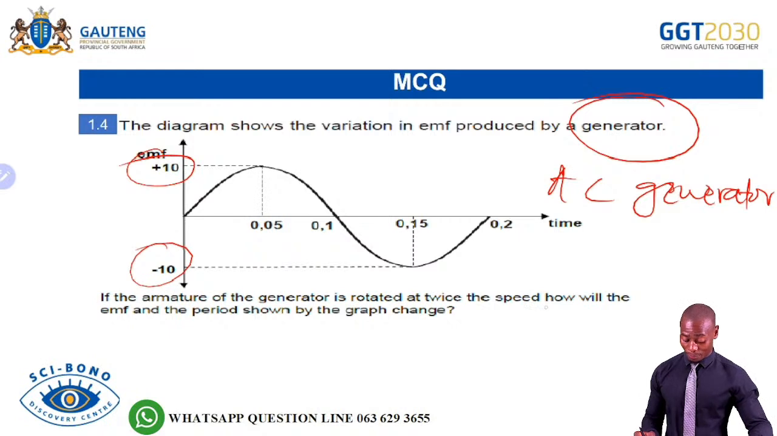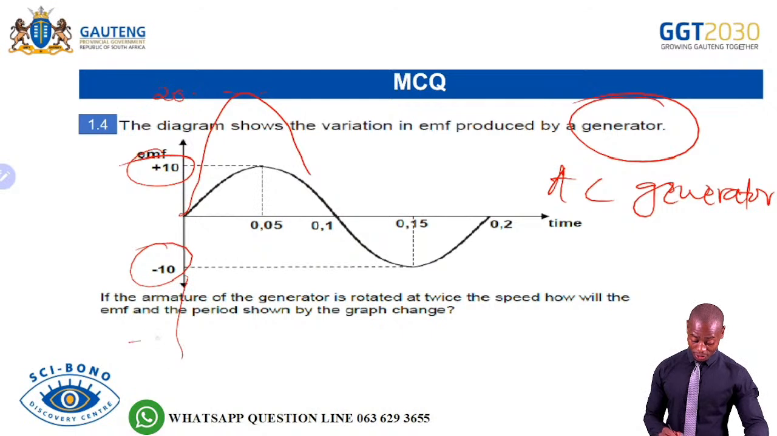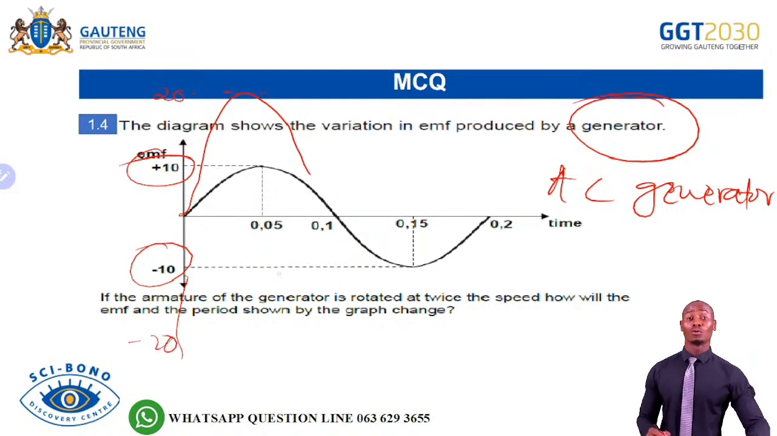So this is rotated at twice the speed. So the speed is doubled. What about EMF? EMF is also going to be doubled. So it will be more than 10, right? It will be 20 instead of 10, because the speed is doubled. So even there, you are going to have negative 20. But what about the frequency? The frequency is also going to be doubled. So the number of waves passing a point in 0.1 is half. Instead of half, now we're going to have a full wave. All right?